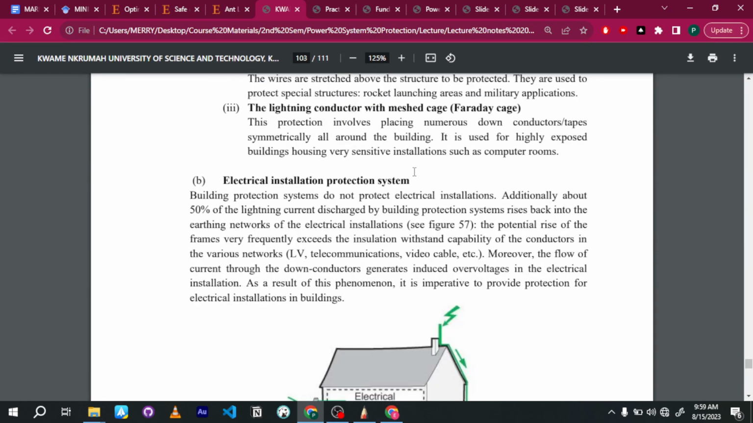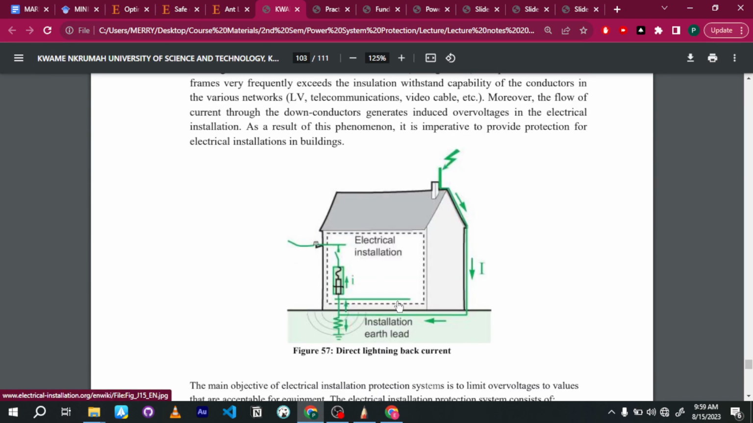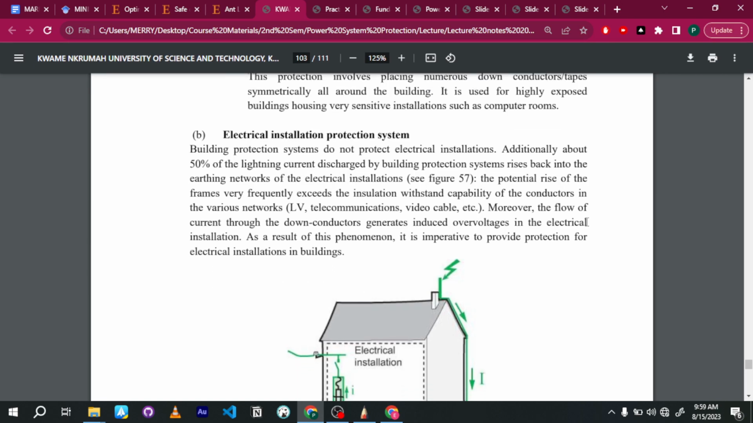Now you have electrical installation protection system. Right? So let's say you have some electrical installation in your building, like you have a substation inside a house or something. I've forgotten what it's called, but it's fine.